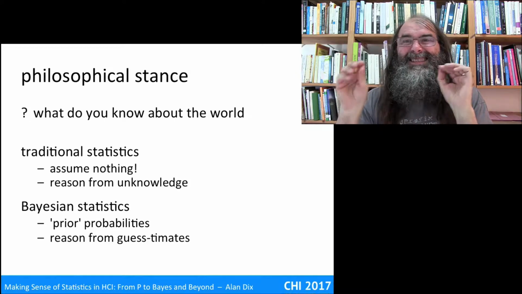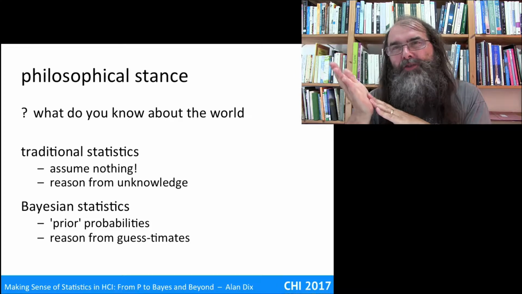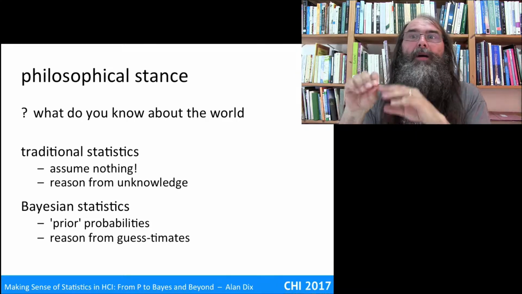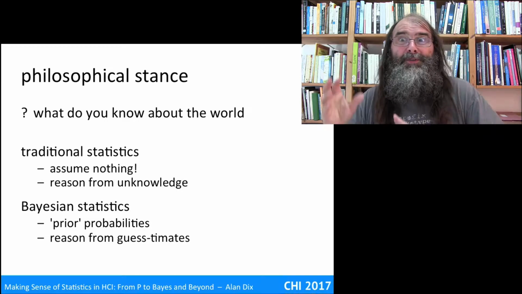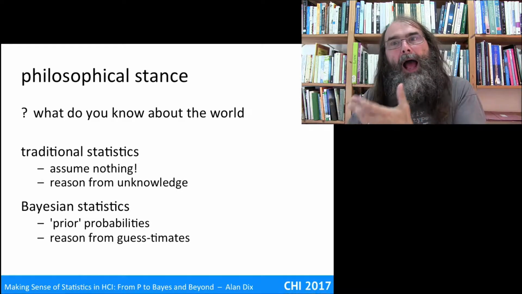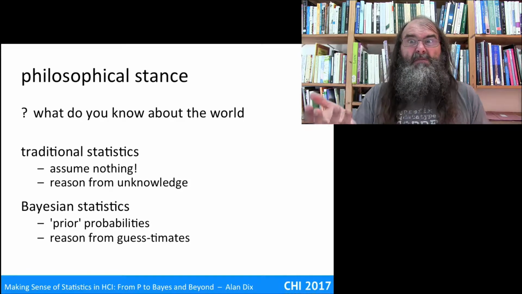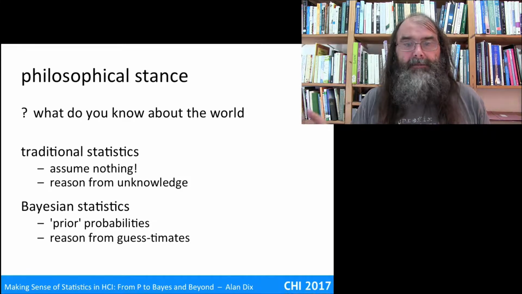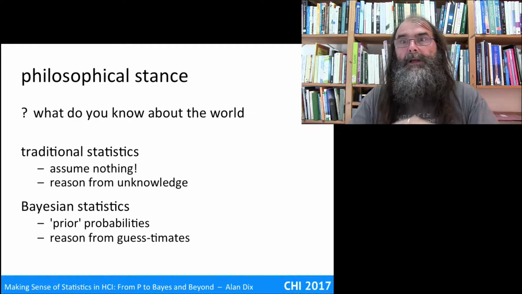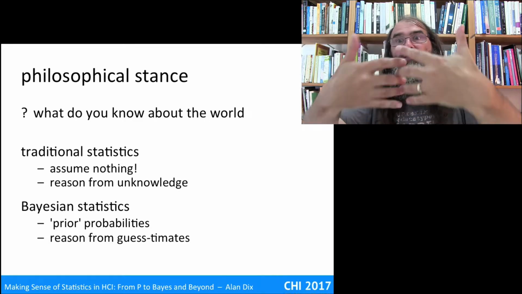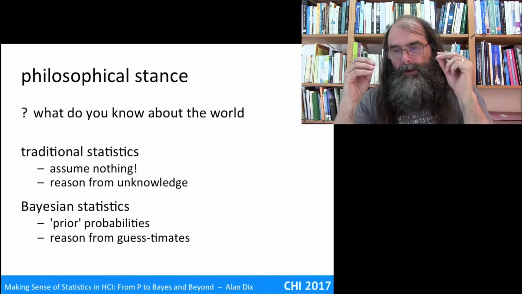Traditional statistics says, I know nothing. Well, that's not quite true. It assumes you know, given what's true in the world, given your new system is better than the old one, how likely you are to see results. But it says, is system A better than system B? No idea. Is this coin biased or not? No idea. Assumes nothing, and then it tries to reason from that state of total unknowledge.